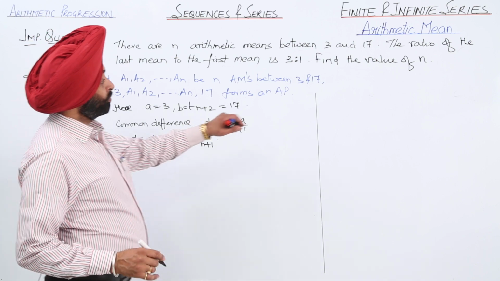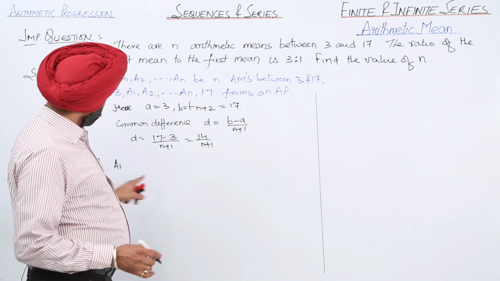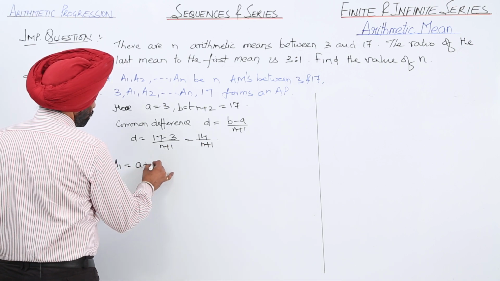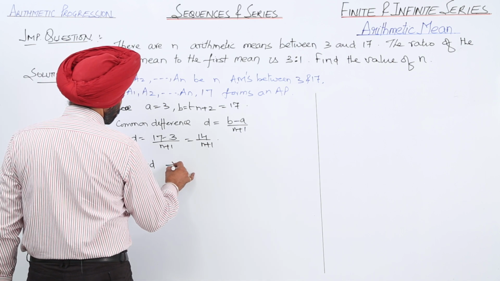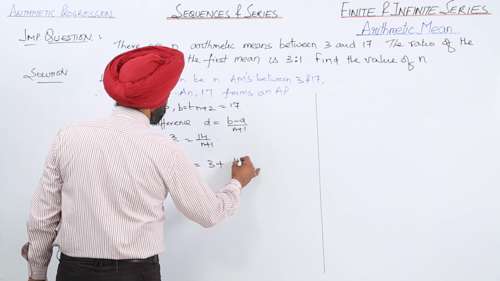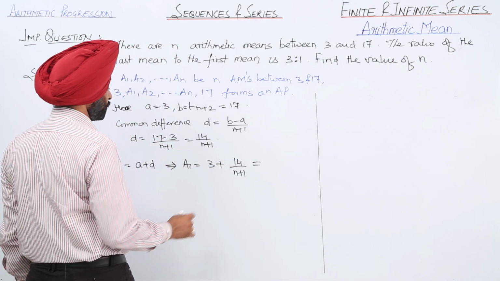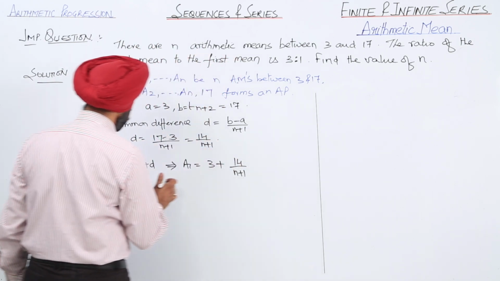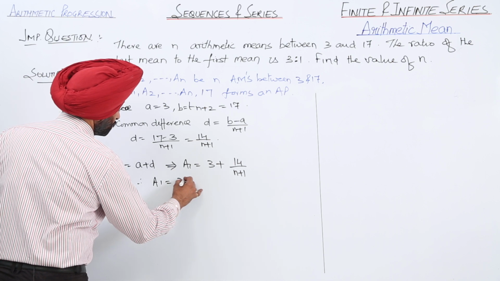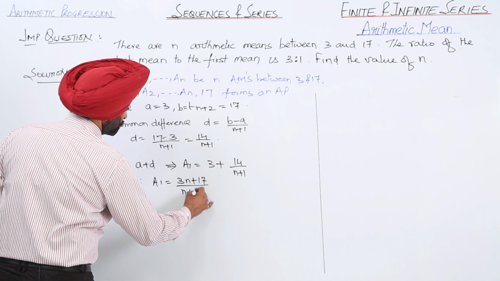Now, what is A1? We have to find the ratio of the last mean to the first mean, and the first mean is A1. So A1 is equal to a plus d, and A1 is equal to 3 plus 14 upon (n plus 1). On solving, A1 is equal to (3n plus 17) upon (n plus 1).